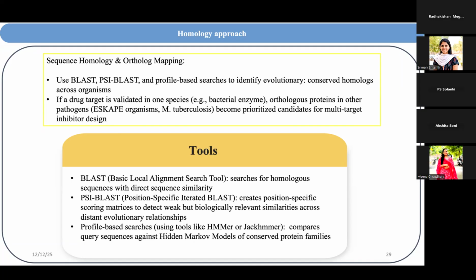We use tools like HMMER or JackHMMER, which compare the query sequences against HMMs, hidden Markov models, built with the concept of protein families. For each search, there are certain similarity threshold values to be considered. For example, PSI-BLAST can detect homologs that share the same evolutionary ancestors. So even when the overall sequence identity is very low, it can find evolutionarily related proteins.